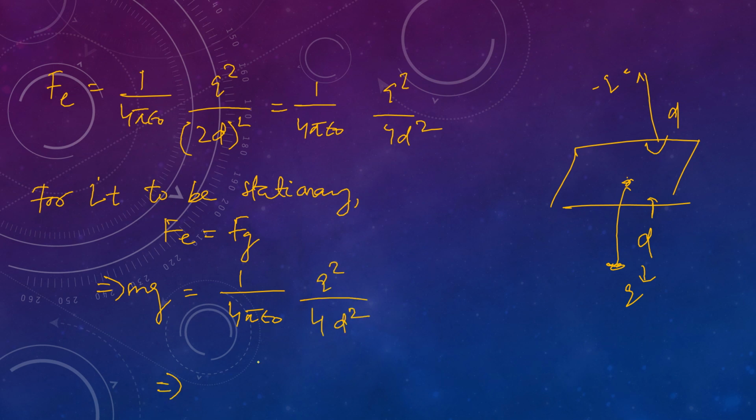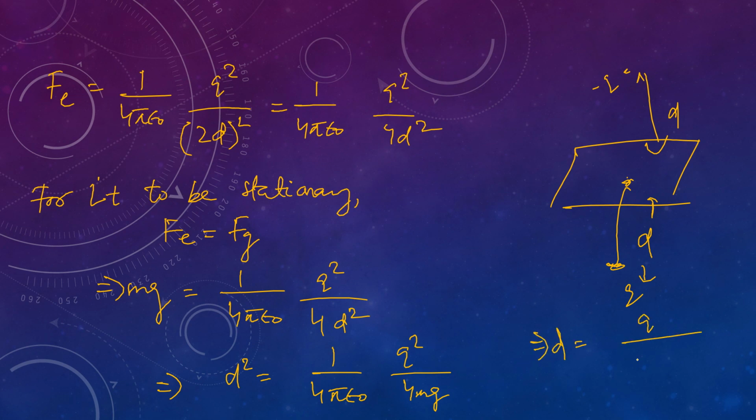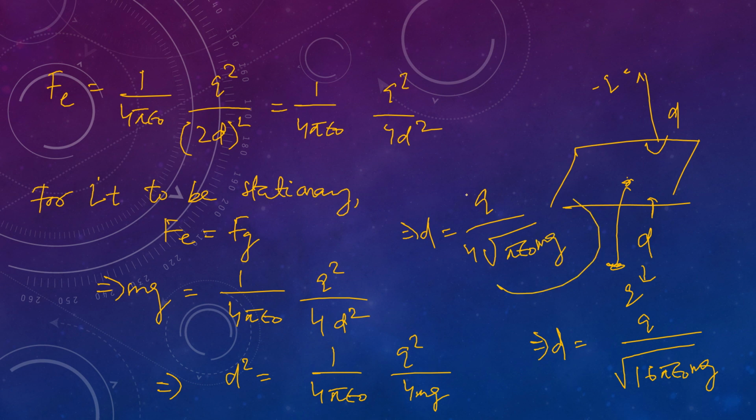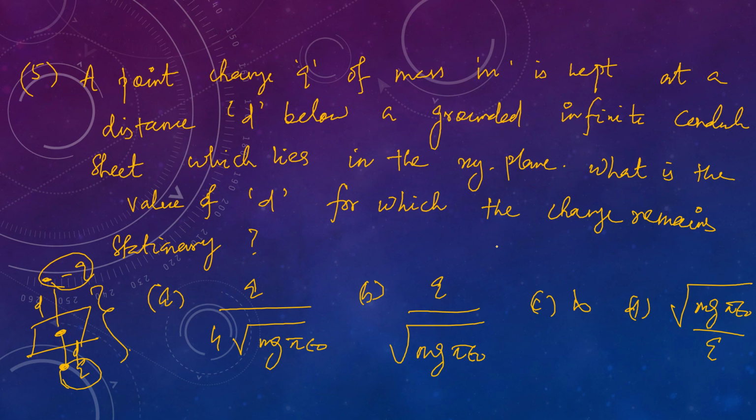So what is the distance that is asked? I will take d square to this side: d square equals 1 by 4 pi epsilon naught q square by 4 mg. So d would be q by root over of 16 pi epsilon naught mg. If you take 16 out, d is equal to q by 4 root over of pi epsilon naught mg. Isn't that right? So that should be your answer. Option A should be the answer.